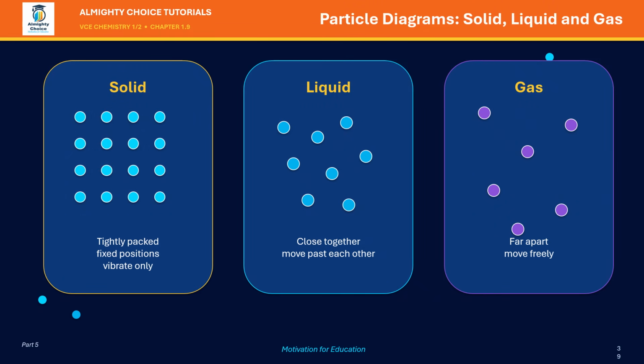Look at the particle diagram. In a solid, particles are tightly packed in fixed positions and vibrate only. In a liquid, particles are still close together but can move past each other. In a gas, particles are far apart and move freely. These differences are linked to the strength of attraction between the particles.